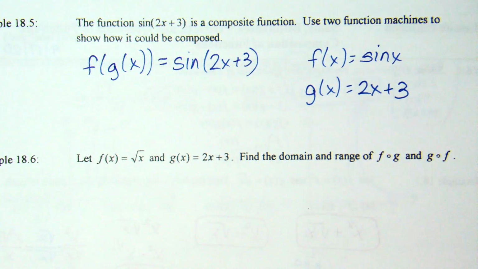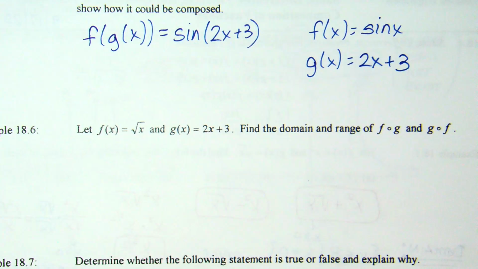Okay, example 6. We have f and g of x, and we're asked to find the domain of f∘g and the domain of g∘f. When we talk about domain and range of f∘g and g∘f, first of all, you do need to look at f and g individually, but you also need to look at what f∘g and g∘f are, because that could affect your domain and range. Not guaranteed, but it could.